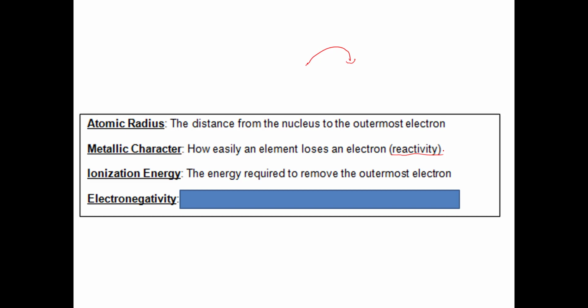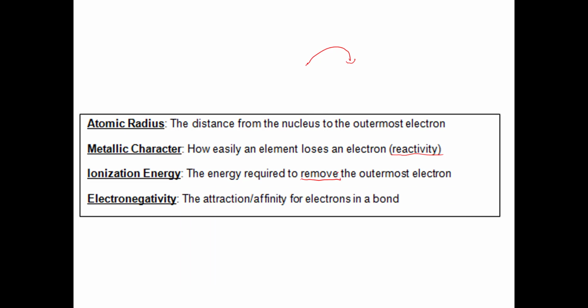So I want to take away an electron. And just the opposite is electronegativity, the attraction, or the gaining of electrons. So these are just opposites. If electronegativity goes up, the energy required to remove an electron goes up. The stronger the attraction, the harder it is to pull away that electron. These two go hand in hand.